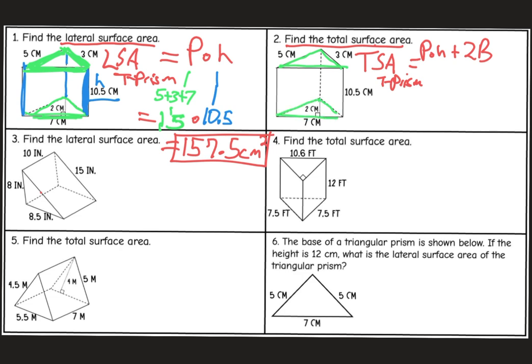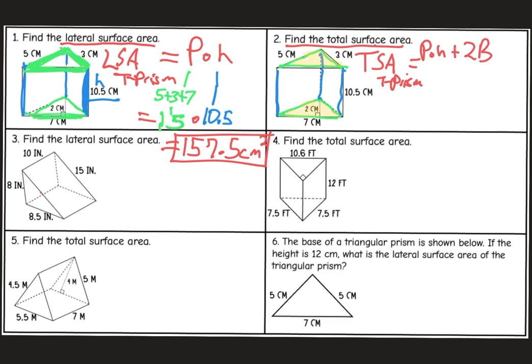Perimeter is still the distance around the base. Height still connects the bases. Same rules there. But remember to shade in our bases. So I just shaded it in yellow.